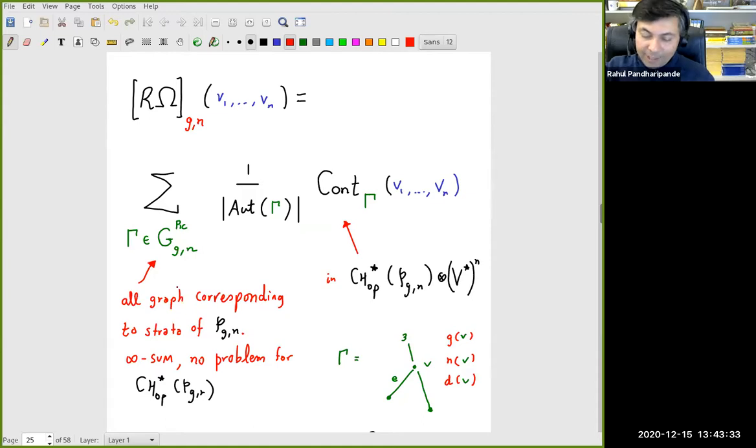And then whoever asked the question, it is a very relevant question here. There are infinitely many. This is not a finite sum. In the Deligne-Mumford world, this becomes a finite sum because we're summing over all stable graphs, and the finite sum, we're always happy with finite sums.